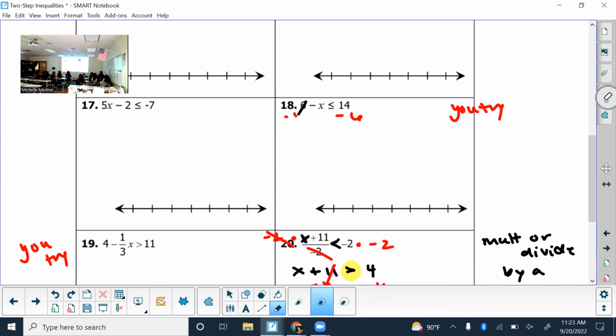I just have the negative x on the left. Do I need to flip the sign? No, because all I did was subtract. On the right was 14 minus 6. 8. Is the x by itself? What's next to it that needs to go away? The negative sign. How can I cancel that out?